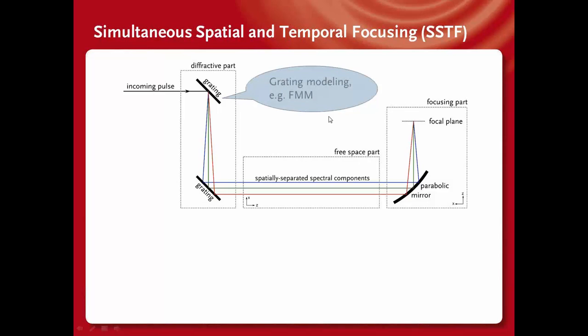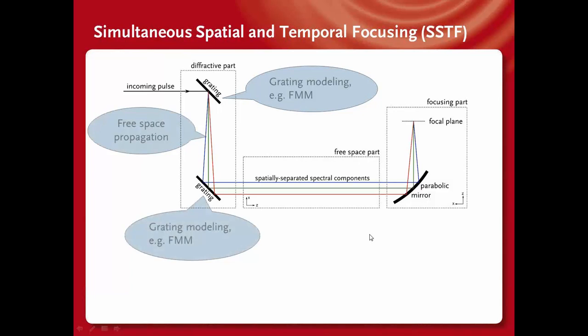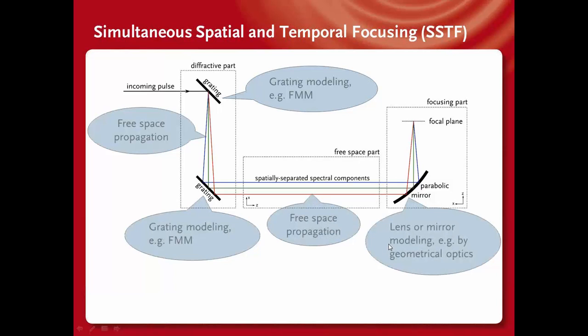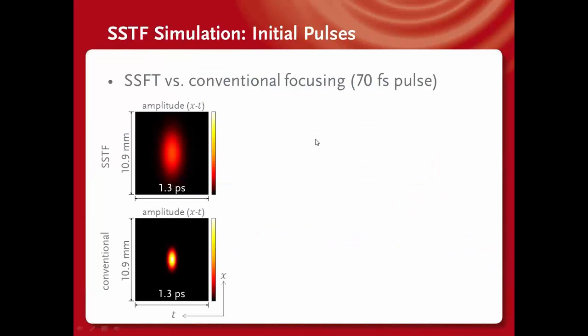And we have simulated the gratings by a rigorous Fourier modal method because we knew the structure of the gratings. We propagated the light by some rigorous free space propagation techniques, again used in FMM, free space propagation, and a geometrical optics operator for the simulation of the lenses or the mirror. And then we propagated again by free space propagation techniques the light in the focal plane.